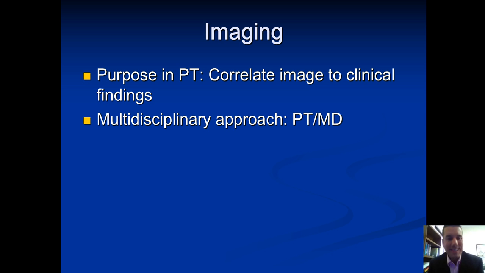The other thing is an interdisciplinary approach. The radiologist, the orthopedist, the primary care physician will look at an image very differently than you as a physical therapist will. We as physical therapists look at images differently. We're looking at muscle atrophy. We're looking at fatty deposits within muscle. We're looking at edema within the bone tissue. Things that oftentimes a radiologist may or may not report in their imaging impression. So it's good for both of you to look at it and to collaborate.